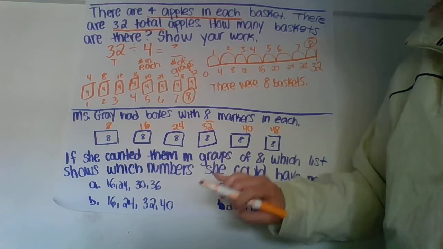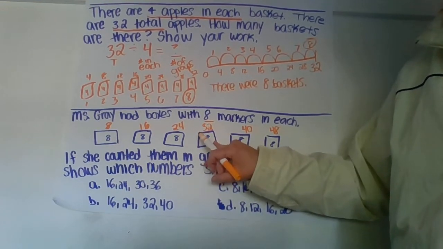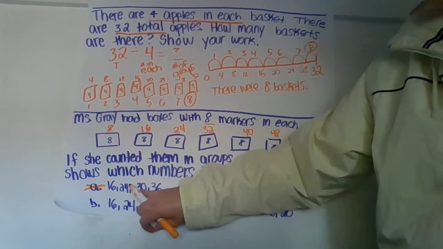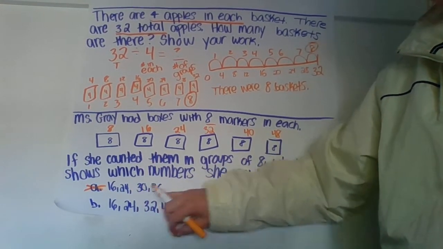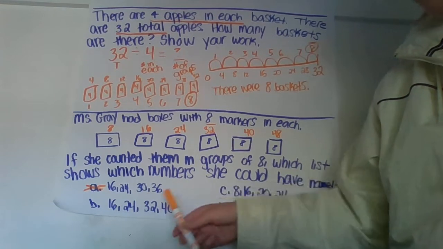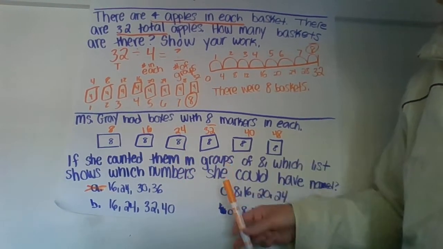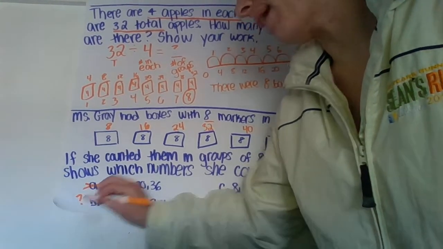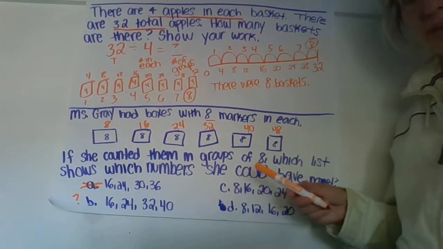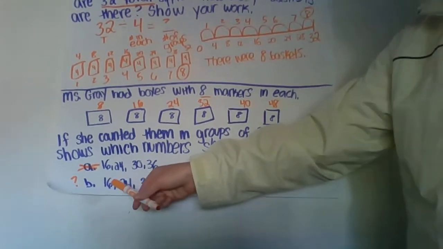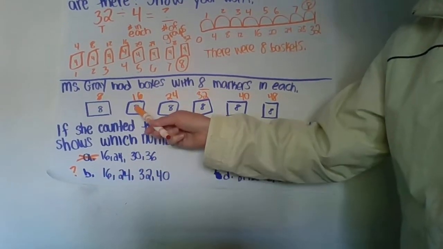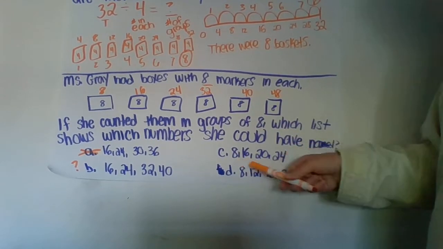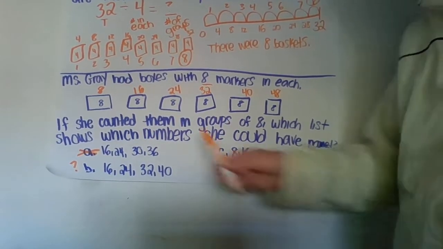16, 24, that makes sense. But then they say the next number is 30, and I know that the number is 32 because 24 plus 6 is 30, not 24 plus 8. Let's look at this one. 16, 24, 32, 40. That can make sense. I'm going to put a magic maybe on there because I want to make sure that I check all my answers. This could make sense because these numbers really do go up by 8s, and I know because I already did it myself.